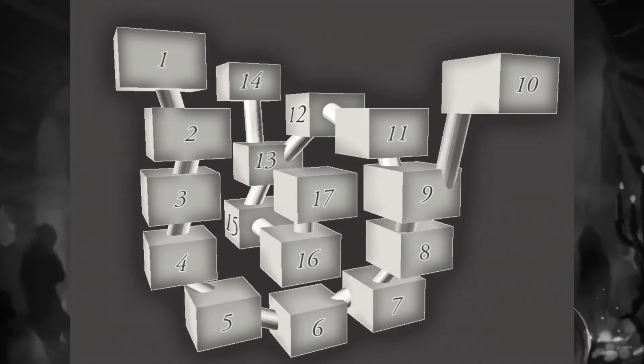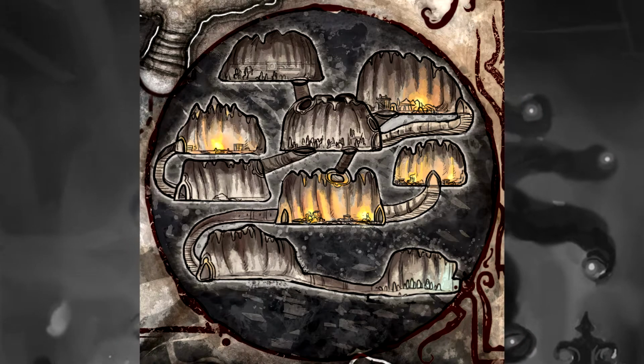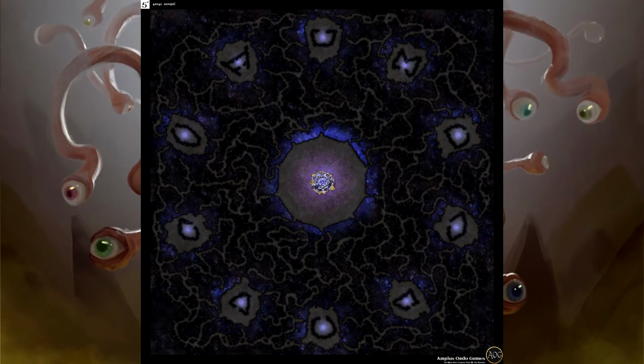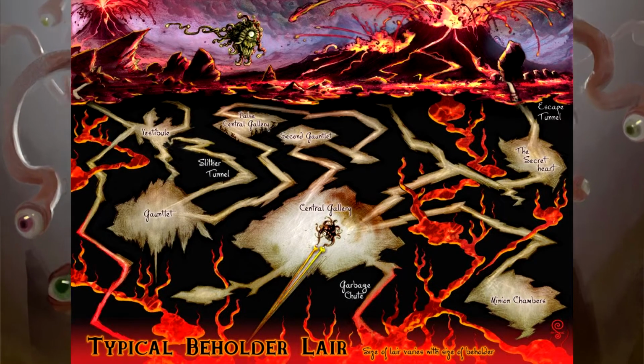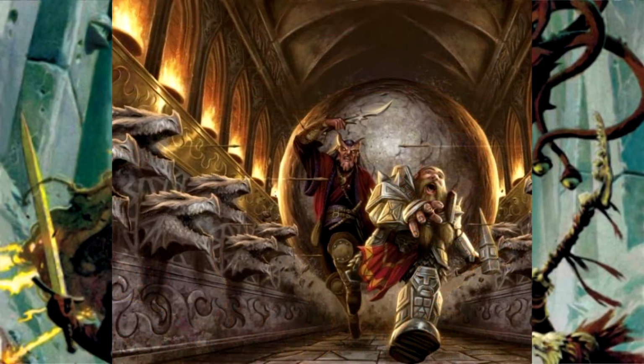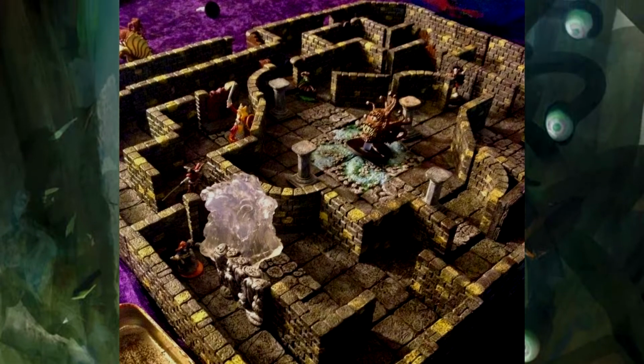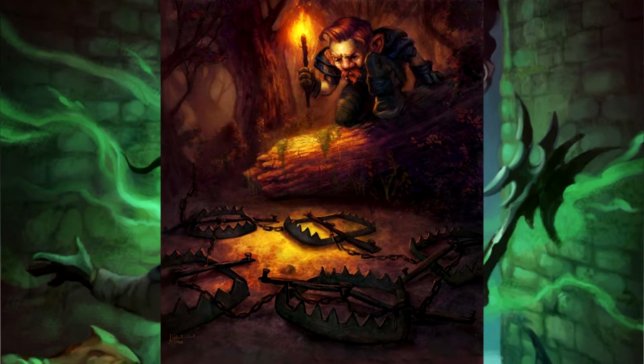A Beholder will also have a lot of minions. So that's another point that you have to think about. How do the minions move around this space? Are there certain areas that are filled with traps that are Beholder only? Are there certain minion only chambers within this lair? What types of minions does the Beholder have?